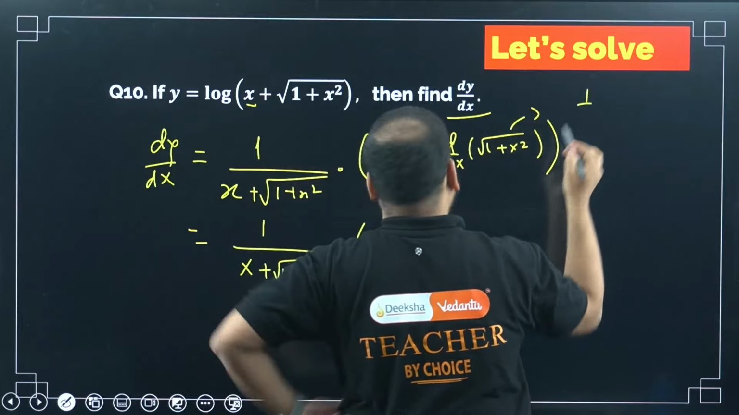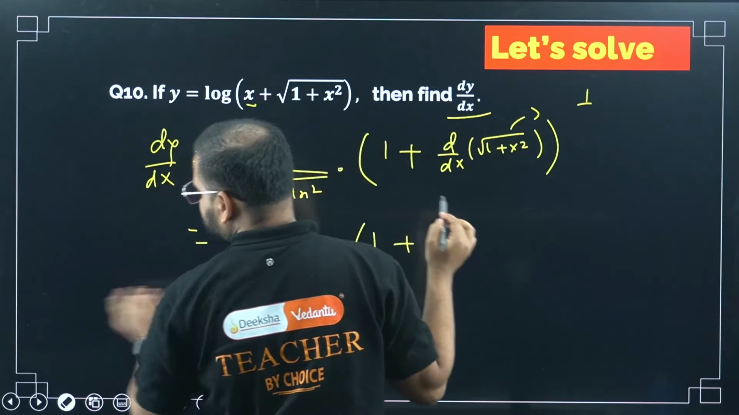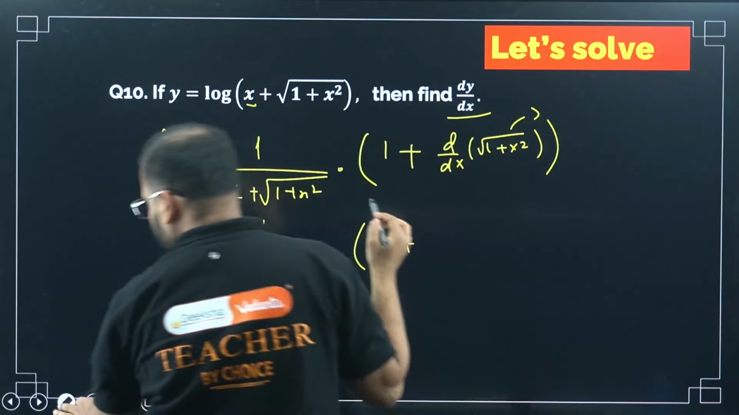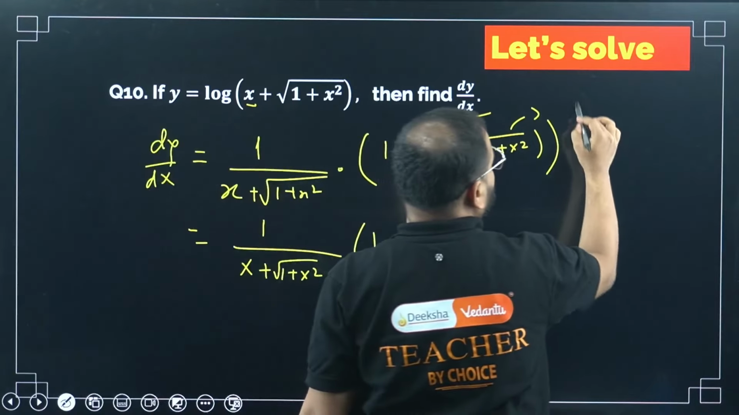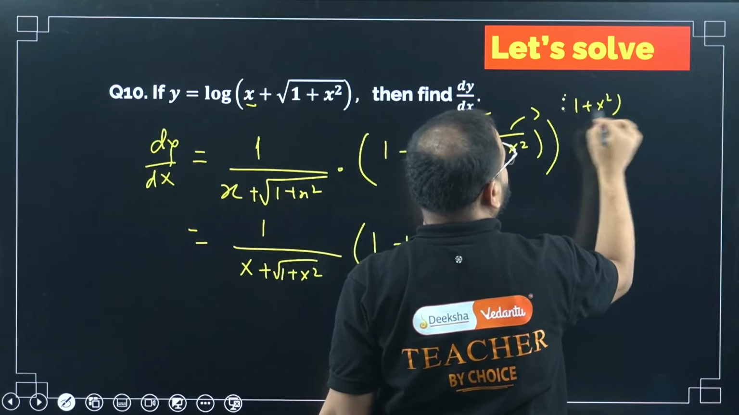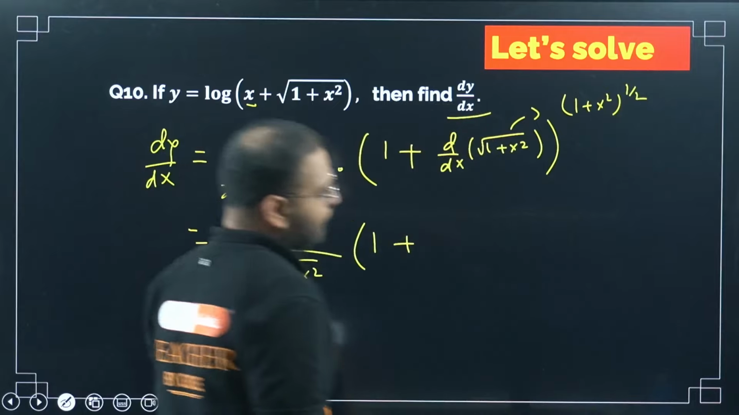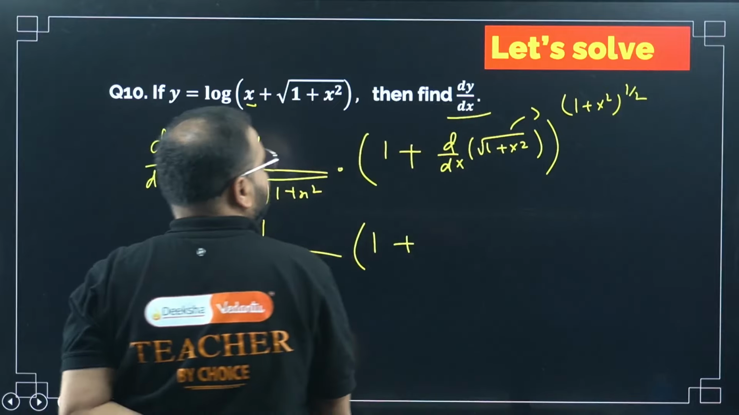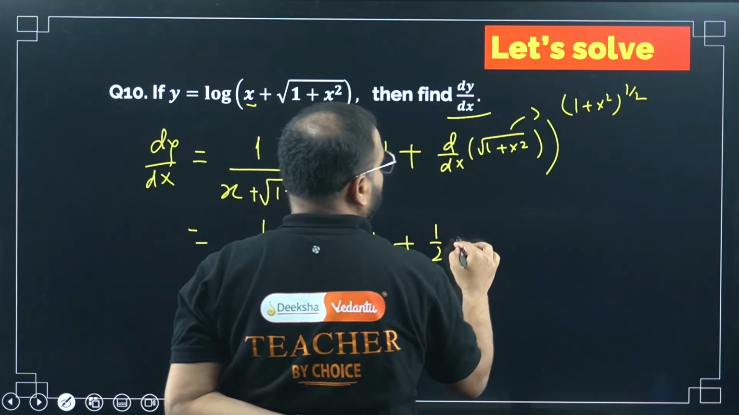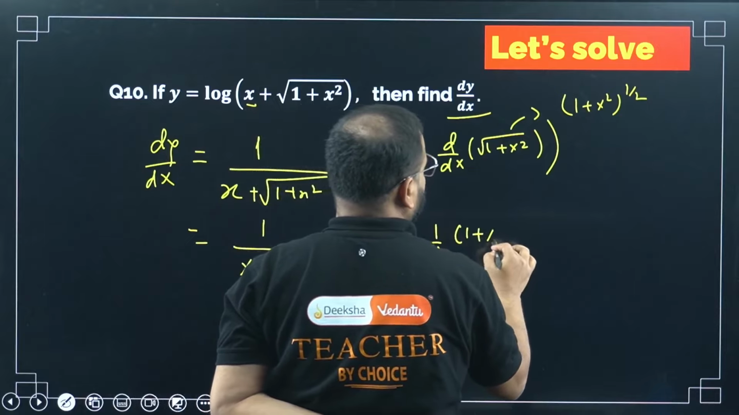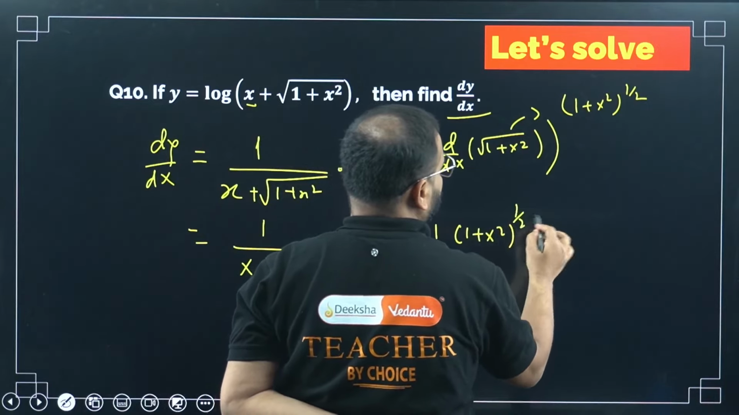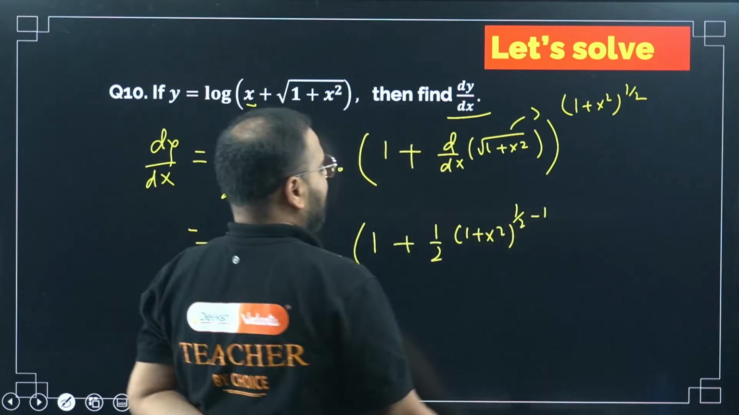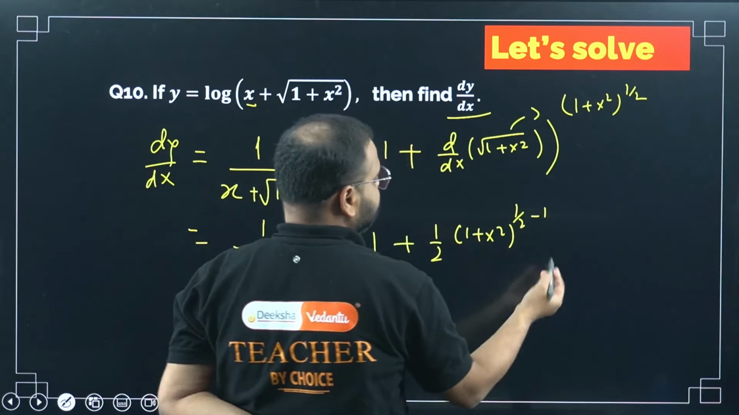I can write this as 1 plus x square to the power 1 by 2. Again, exponential form can be taken here. How will I write this? 1 by 2, 1 plus x square to the power 1 by 2 minus 1. Correct? And what will this become? Please check.